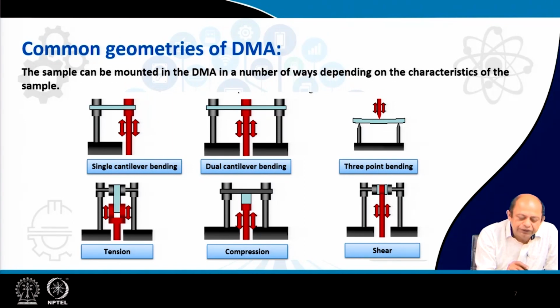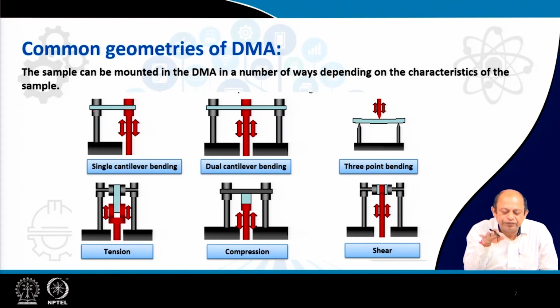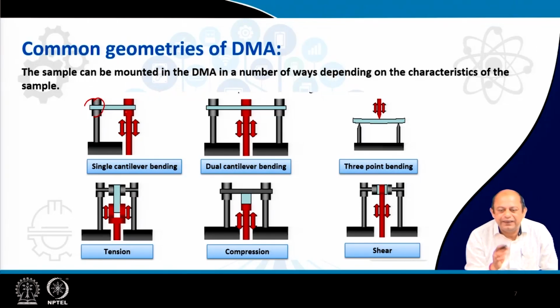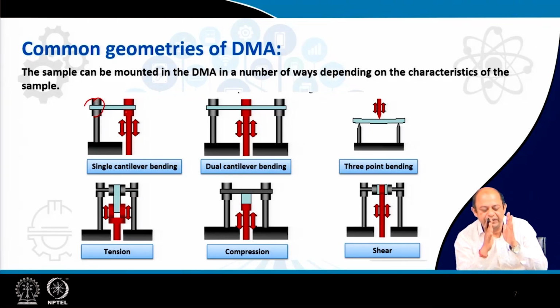Say for example, if you have a rigid film, there you go for a single cantilever mode. So, you fix that fixture here, and then you try to do cantilever bending from the other end, basically as a single cantilever. It depends on how thick the film is and what the bending modulus is.